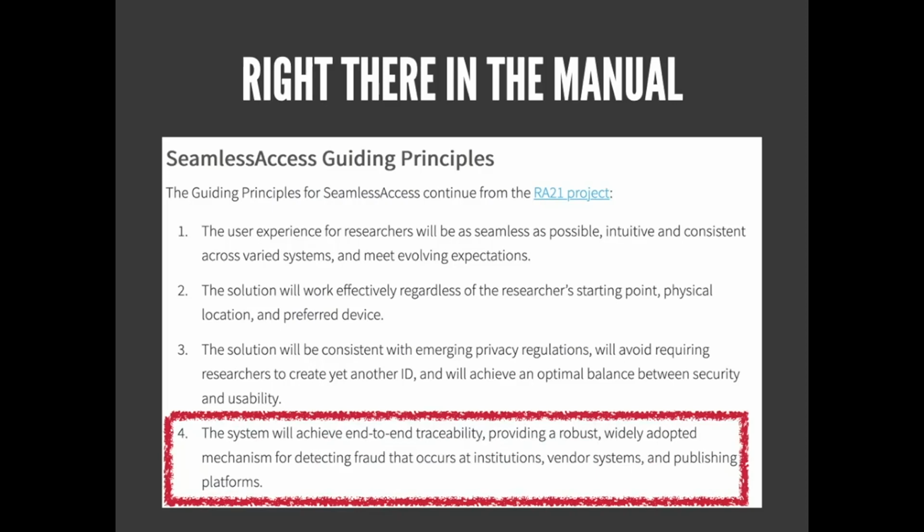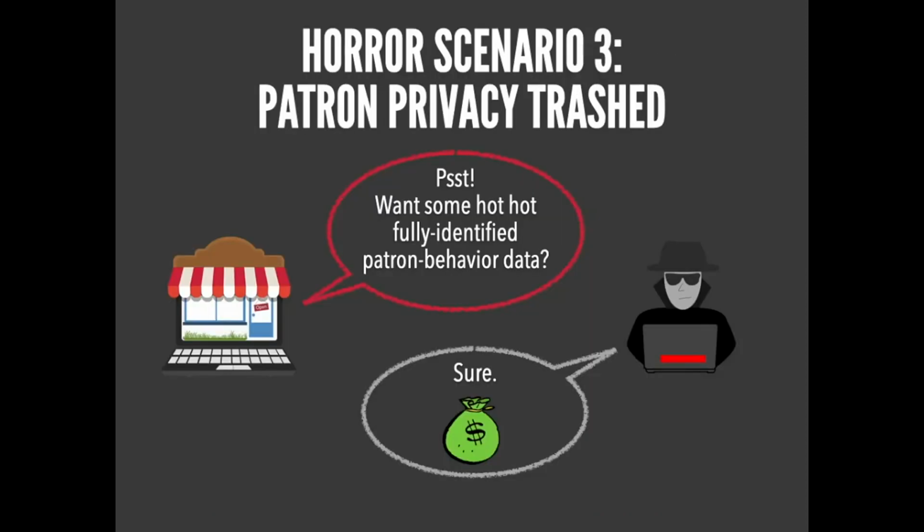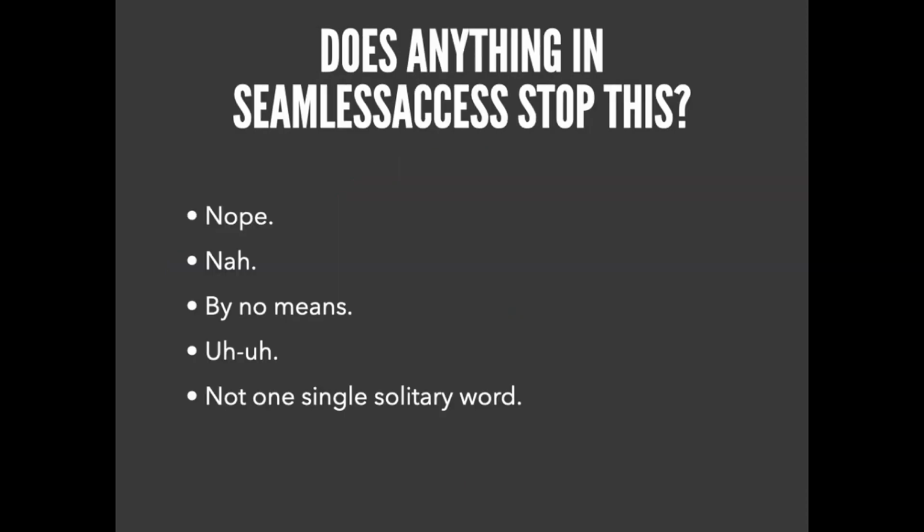And I mentioned my third horror scenario already, but making it formal. The content vendor straight up sells identified patron behavior data to the data broker, comprehensively trashing patron privacy. But surely Seamless Access says this isn't okay. Y'all, it does not say that. Not no way, not no how, not no where.